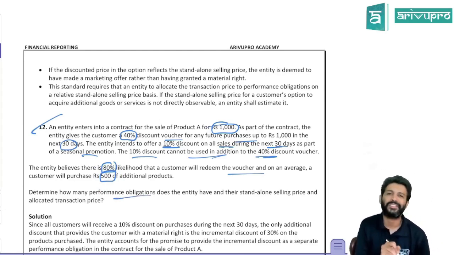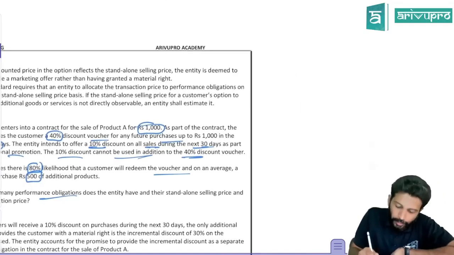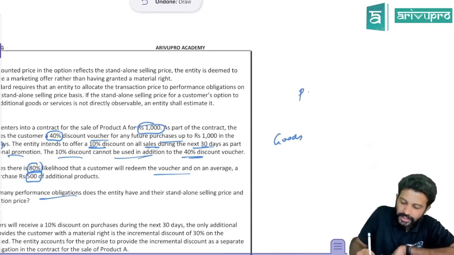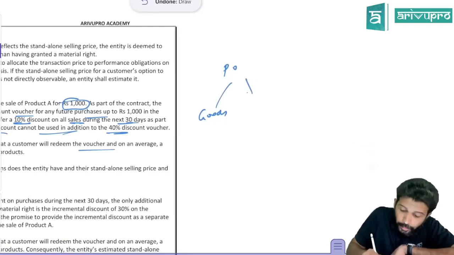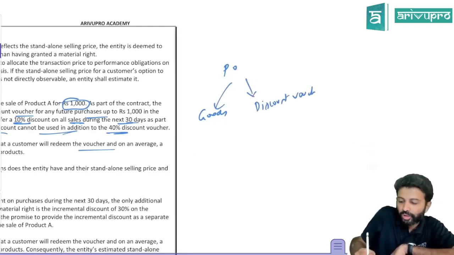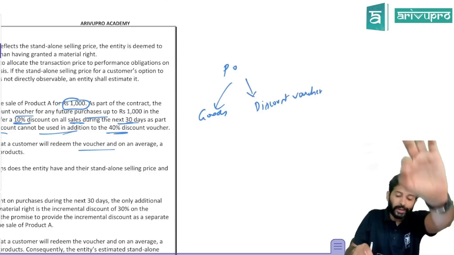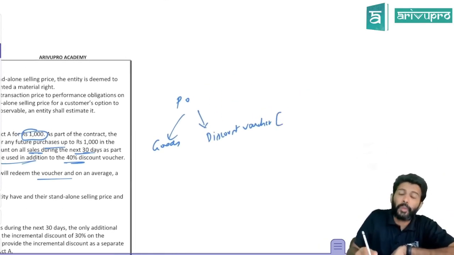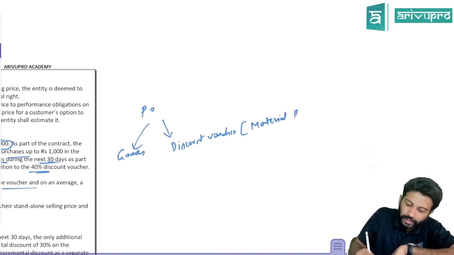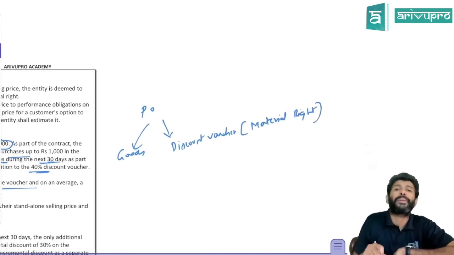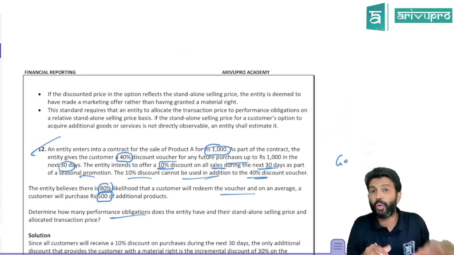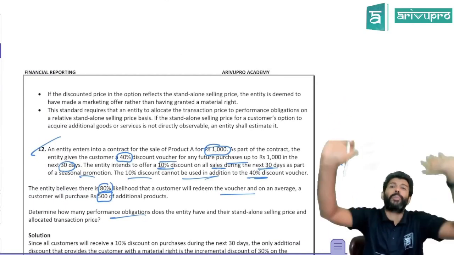How many performance obligations are there over here? One performance obligation is obviously goods. Here, there is another performance obligation called discount voucher. This discount voucher is also a separate performance obligation. You can treat the discount voucher as a separate performance obligation provided it gives a material right to the customer. What is that material right? Meaning, the discount voucher gives a material right only if the customer gets this right and nobody else.